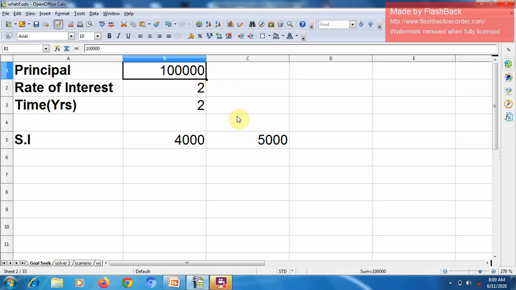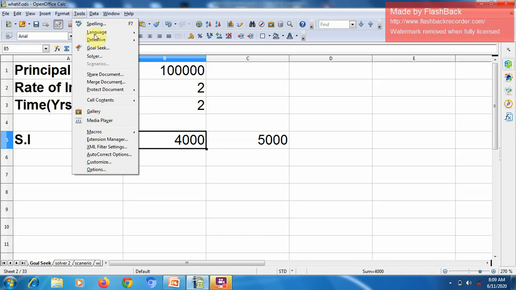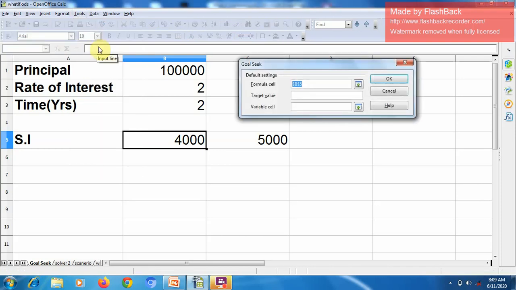For this, place the cursor in the formula cell, then go to tools, then select goal seek. Then in formula cell, the correct cell is already entered. This one is our formula cell. This cell is already entered in formula cell.